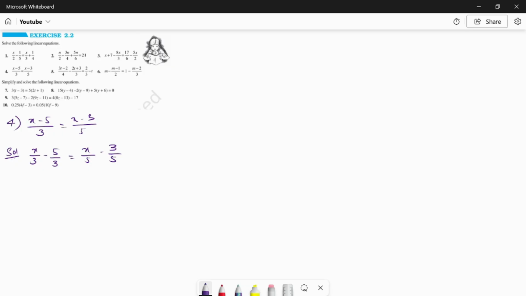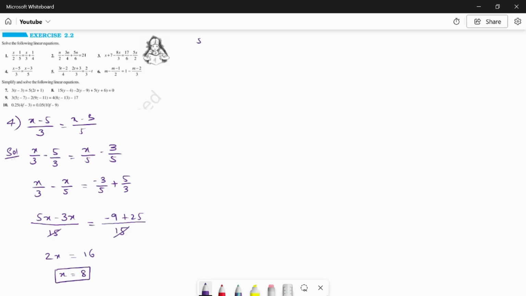Now, constants to one side, variables to the other. x/3 - x/5 = -3/5 + 5/3. LCM of 3 and 5 is 15. (5x - 3x)/15 = (-9 + 25)/15. 15 and 15 will get cancelled. 2x is equal to 16. x is equal to 8.